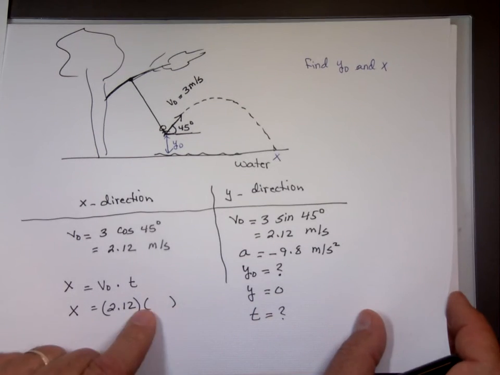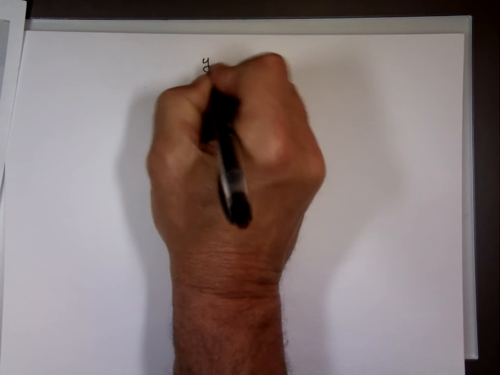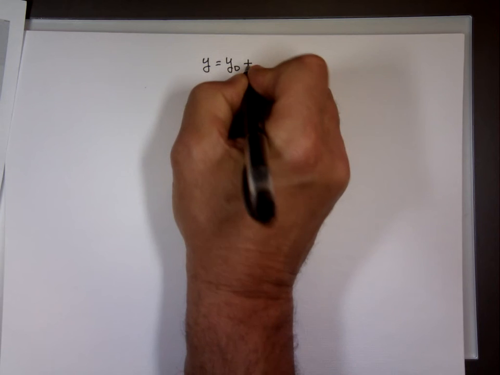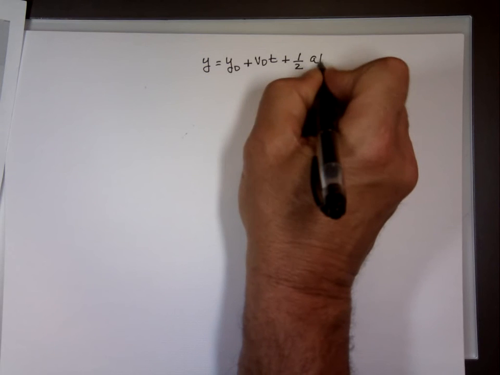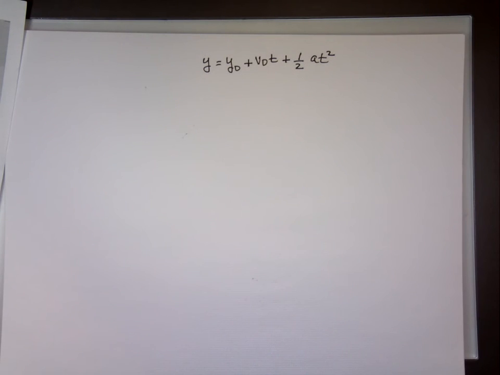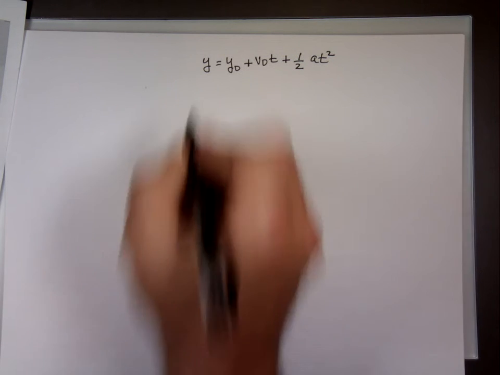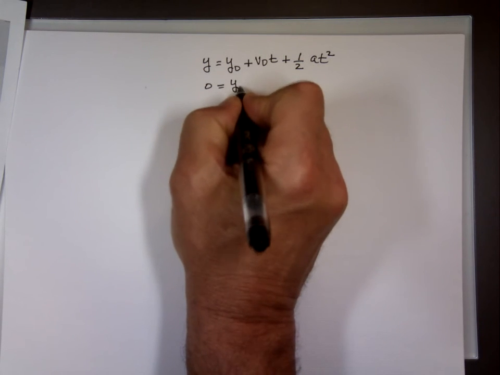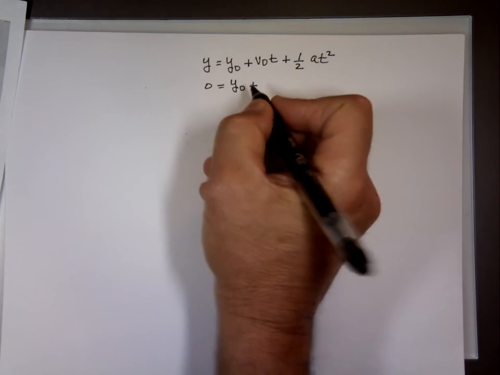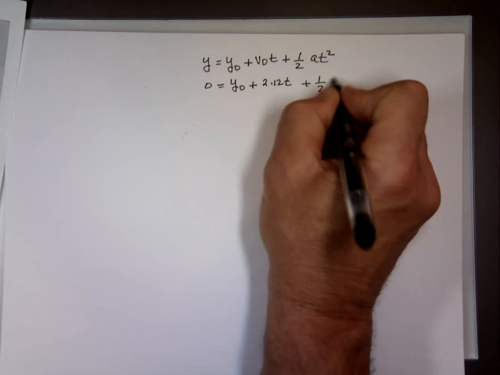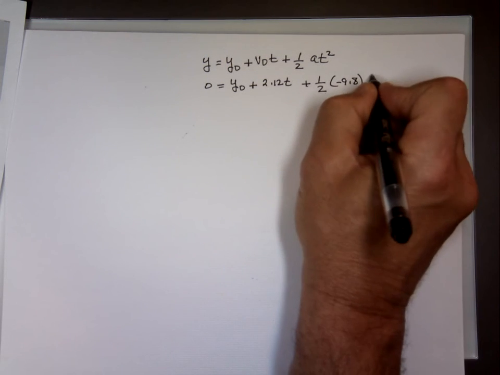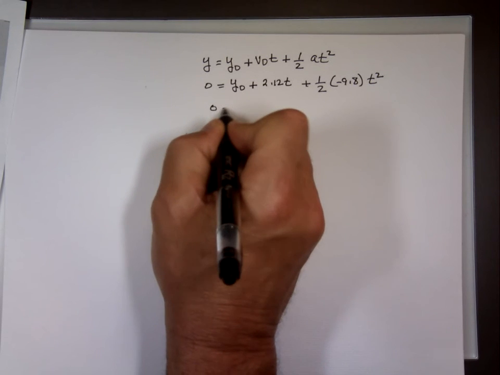So what can I do? Can I use this equation? Y equals y sub 0 plus V0t plus 1/2 AT squared. Notice I got a little problem there. How many unknowns in that one? 2. So I can't really solve that. V0 was 2.12. So I have 2 unknowns there. So I'm out of luck here. I can't use that one.